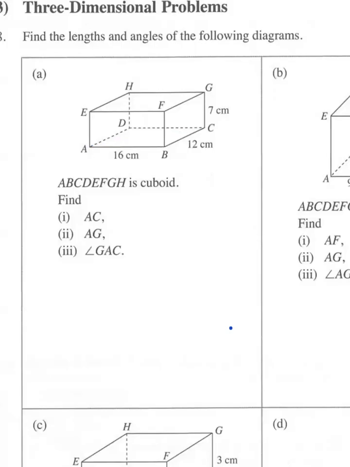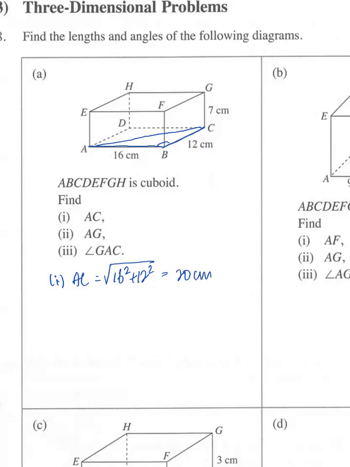Okay, so we're looking at a right angle triangle here. So we can just use Pythagoras to figure it out. So AC is just 16 squared plus 12 squared, rooted. Okay, just use calculator. I think this one's 20. Yeah, it's 20.